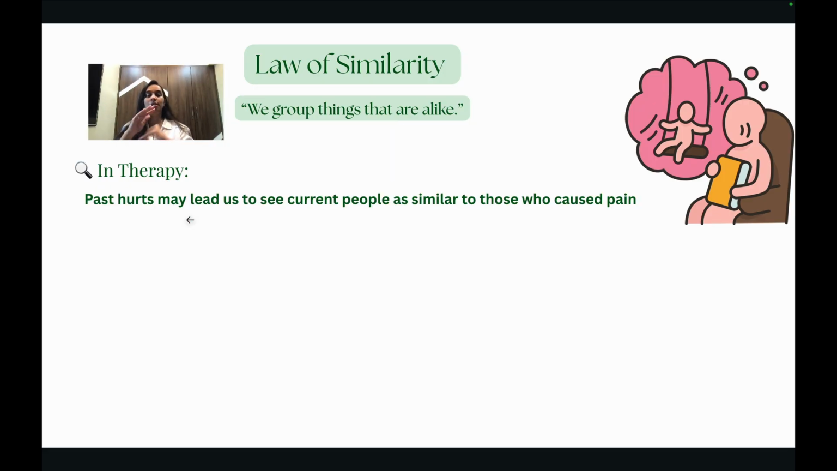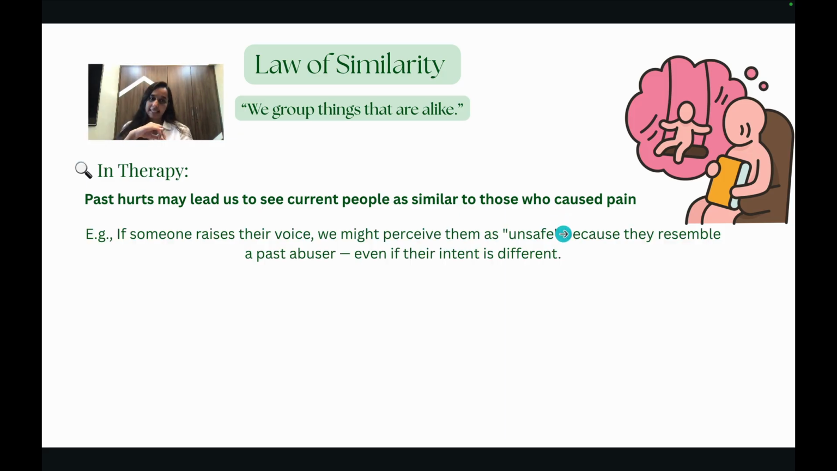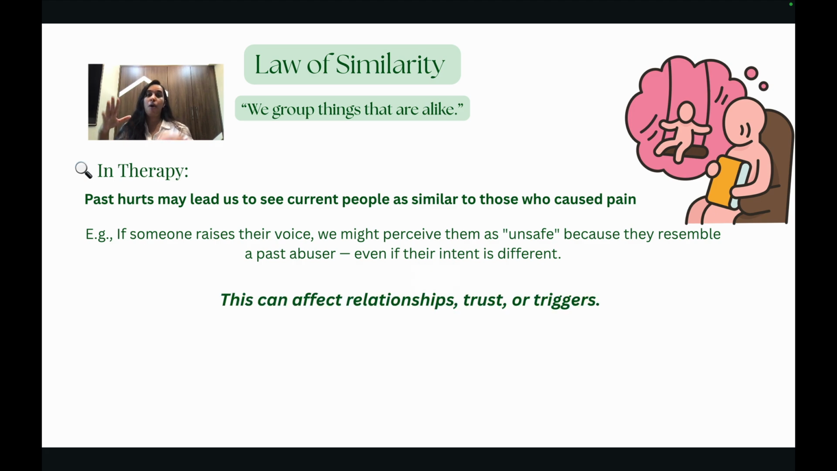So, let's see how this works in therapy. Past hurts may lead us to see current people as similar to those who caused us pain. For example, if someone raises their voice at you, we might perceive them as unsafe because they resemble a past abuser, even if their intent is different this time. So what happens in such cases? Your relationships get affected, your trust in people gets affected, and you might easily get triggered by situations.